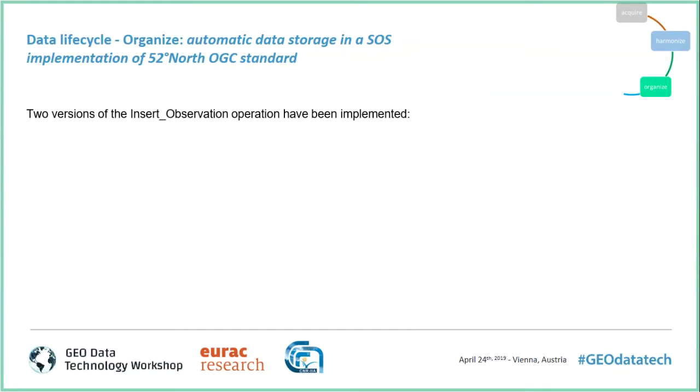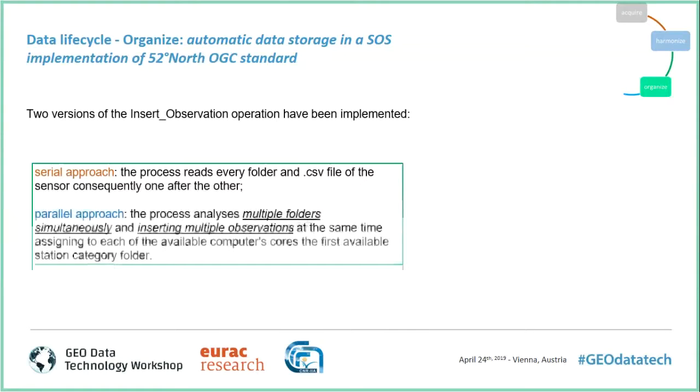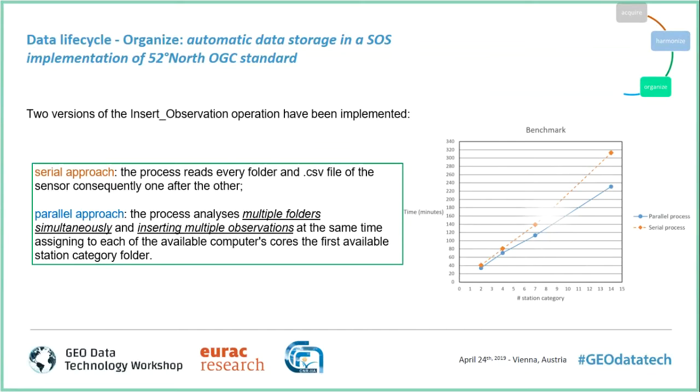We also developed two versions of the insert observation operation: one that we call serial, and the other parallel. The difference is that with the parallel version you can speed up the process further. We also did a small benchmark analysis, where you can see that if you have more than 10 stations, you can save up to 80 minutes in uploading data to the database.